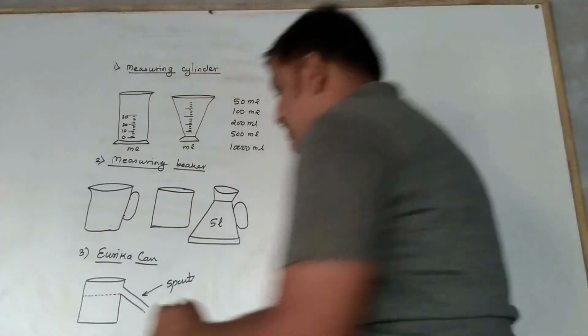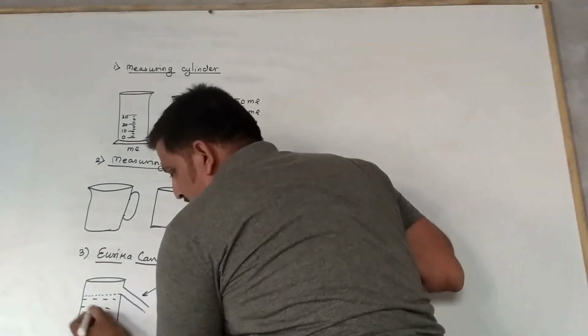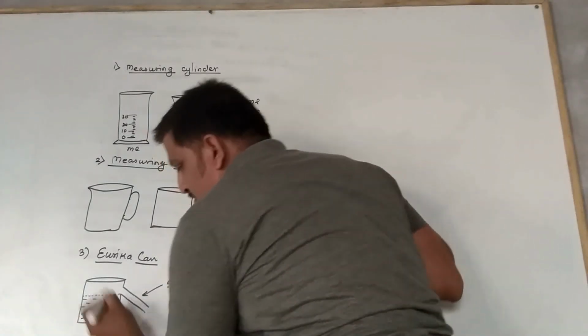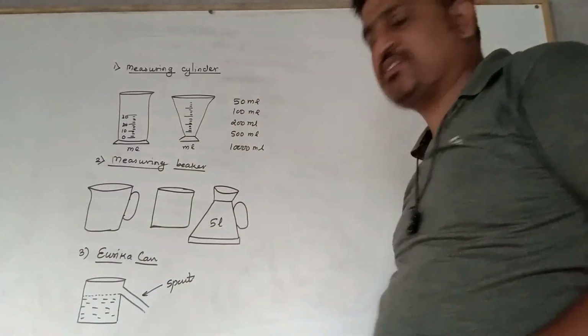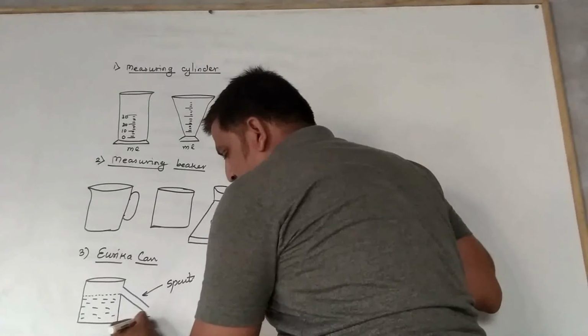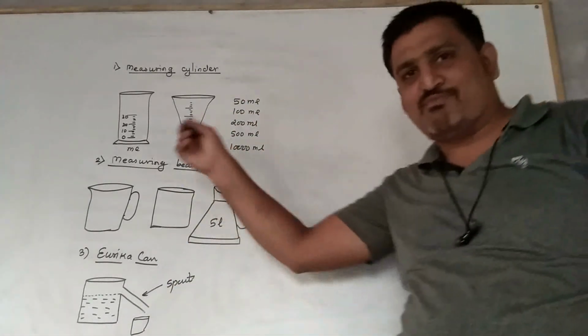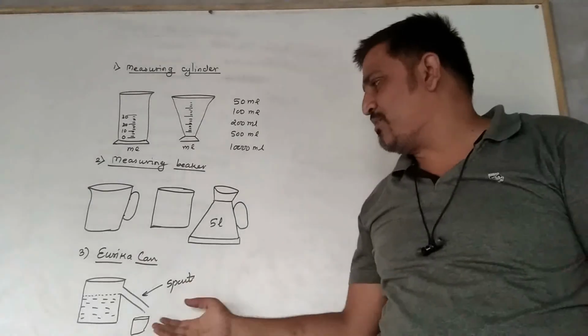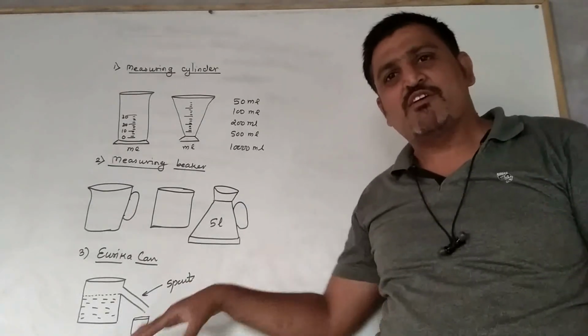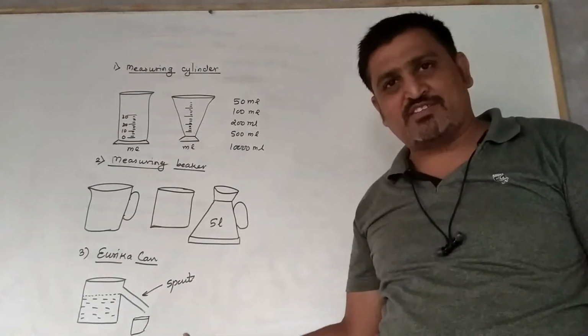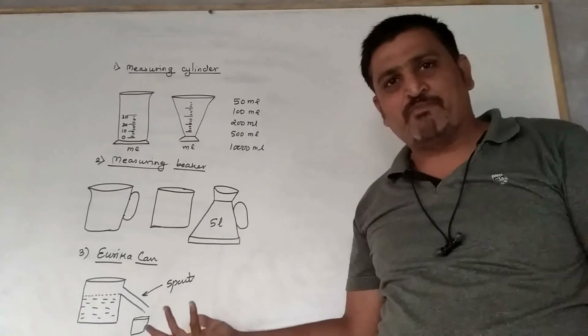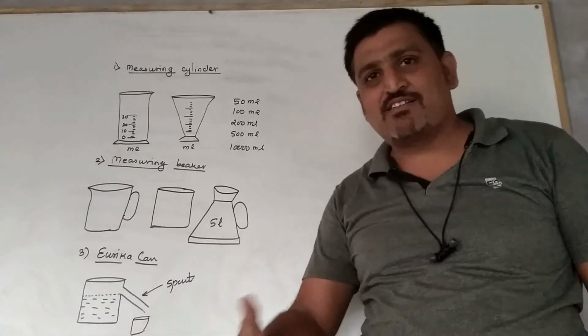Up to that level we fill it. And then whatever substance we want to measure the volume of, we put inside, and here we can connect it to the measuring cylinder, and again we can measure this way, right? So this is a Eureka can, which is again one of the apparatus we can use to measure the volume of a substance. Now let's start our point.